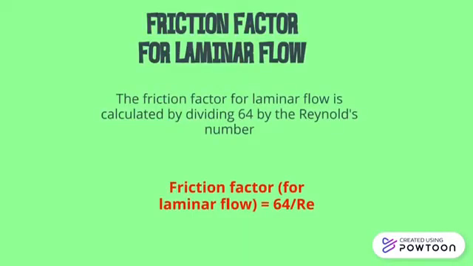Friction factor for laminar flow. The friction factor for laminar flow is calculated by dividing 64 by the Reynolds number.